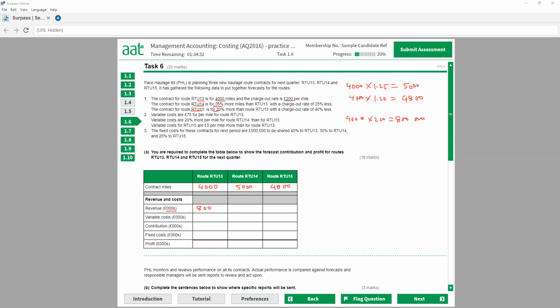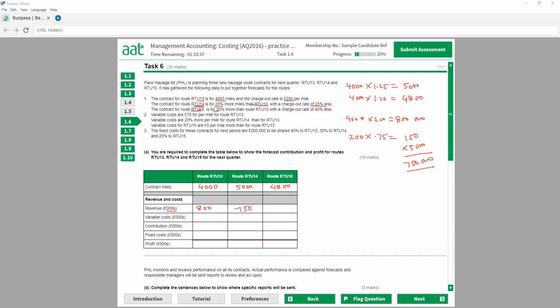And the next one, they said the revenue will be 25% less for R14 compared to R13. So normally it is 200, so I have to do 25% less. You can minus 25% from here, but I always do 0.75 because 1 is 100%. So if I take 25% less, it gives me 0.75. So 200 times 0.75, 150. And 150 times 5,000 miles will give you 750,000. And we take 750 here.